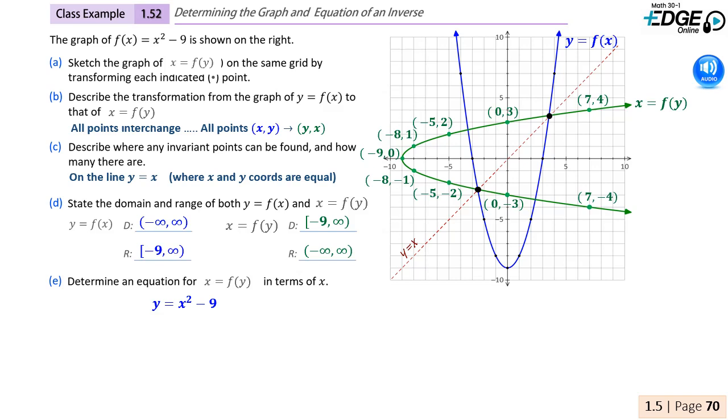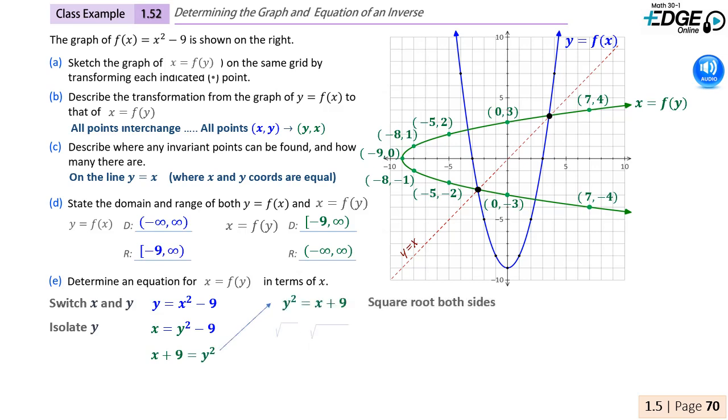In order to determine the equation for the inverse in terms of x, we will first exchange x and y, and then we will isolate y. It is important to remember to include both the positive and negative square root here.